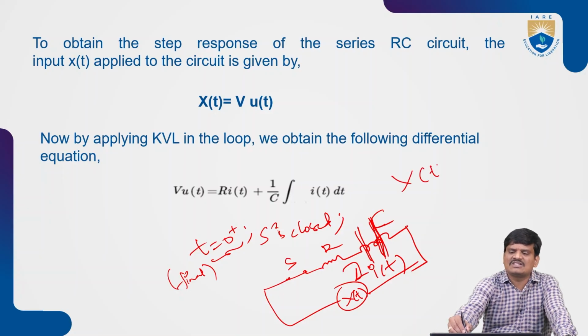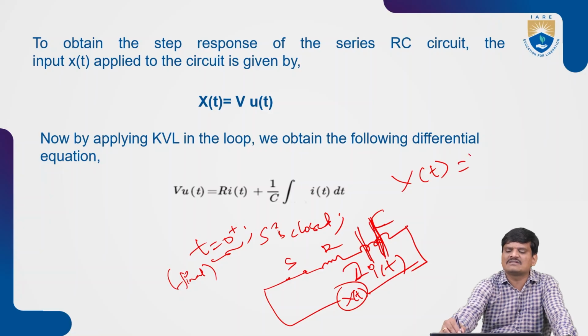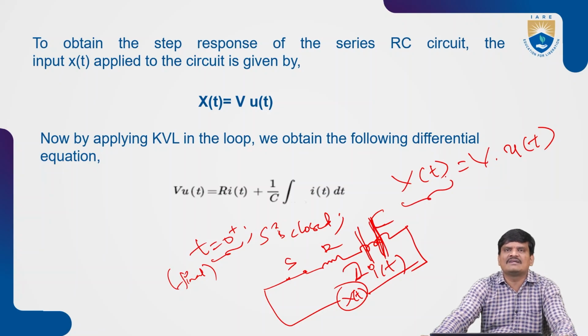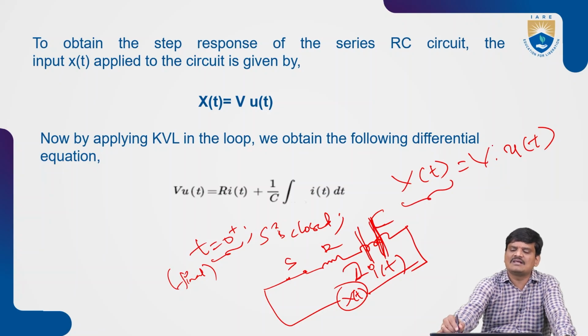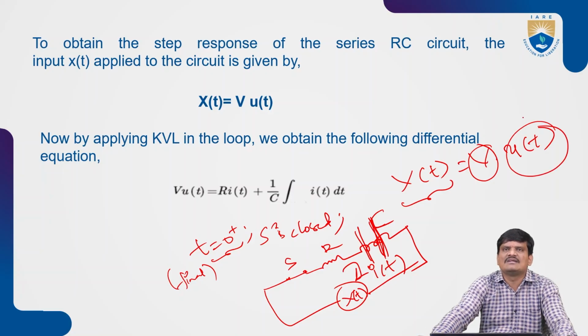In general, the step response of a series RC circuit: the value of this particular step input in a circuit is given by x of t equal to V into U of t, where x of t is the step input I have applied for a series RC circuit, V is the voltage applied, and U of t is the step pulse. So I am considering the step input to a series combinational circuit, and I am trying to calculate the DC response of a series RC circuit by using the Laplace transform method.